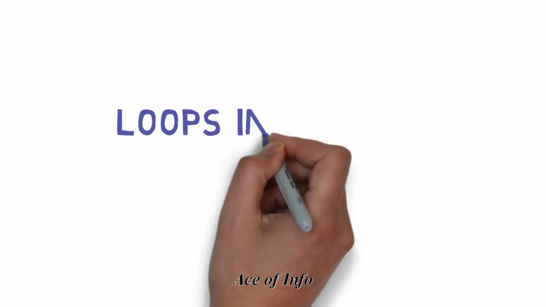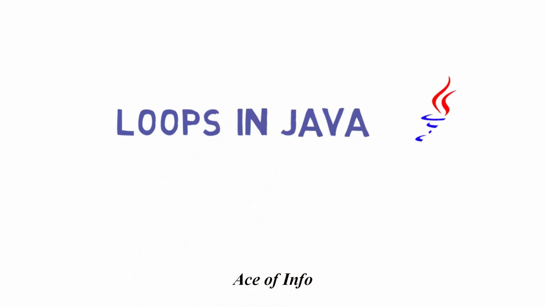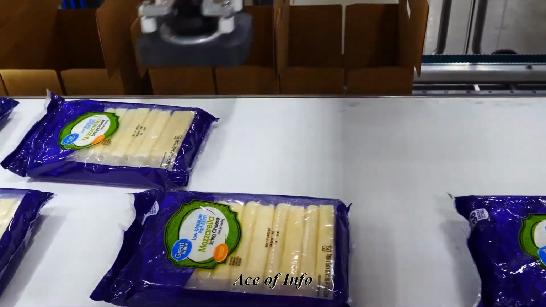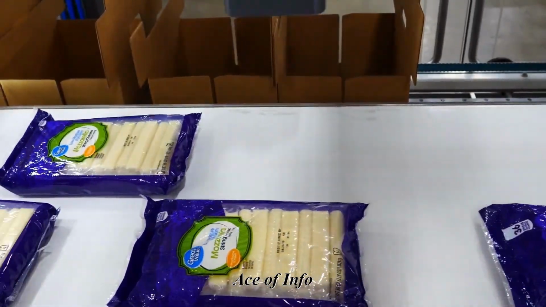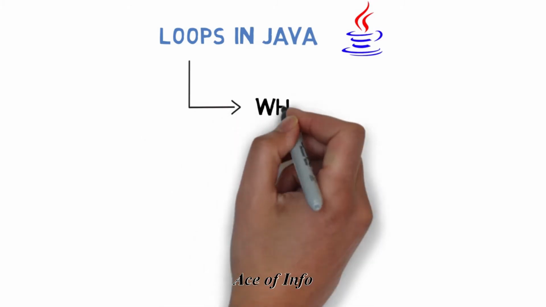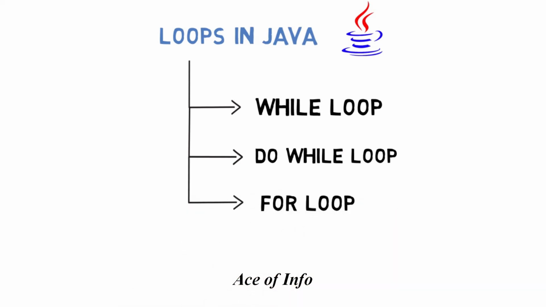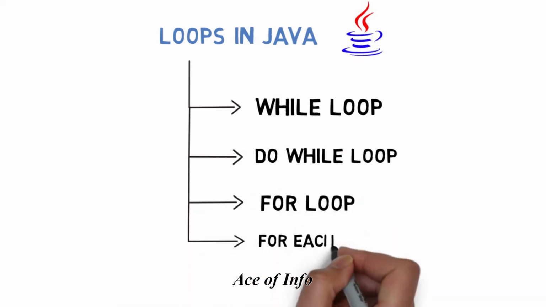Iteration statements are loops in Java. In programming, when we have to do the same thing several times, we can use loops. In Java, we can use while loop, do while loop, for loop, and for each loop. Let's take an example.